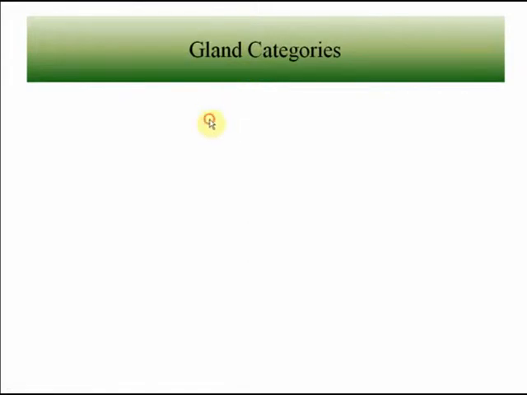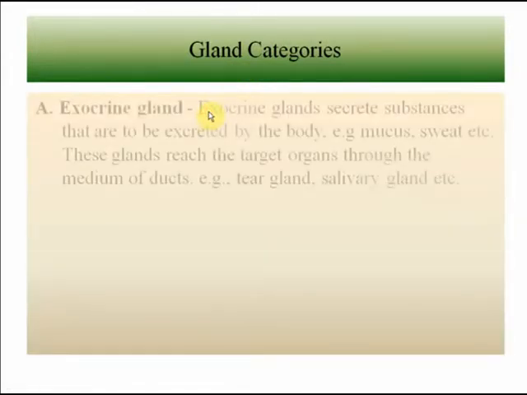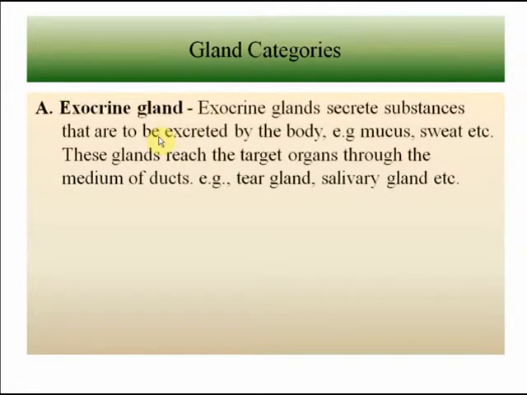Now, in gland categories, first of all, exocrine glands. These are glands that secrete their products, including hormones and other chemical messengers, into ducts, which lead directly into the external environment. Understood? Like sweat glands, salivary glands, mammary glands, stomach, liver, pancreas, etc.